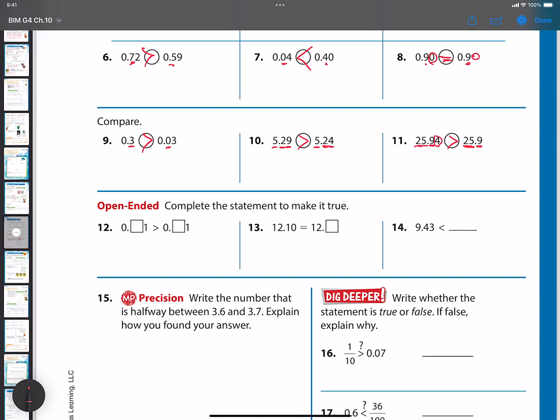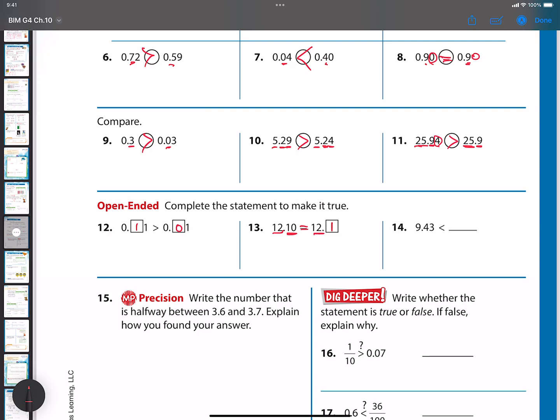Now complete the statement to make it true. 0 point blank 1 is greater than 0 point something 1. So maybe I can just put a 0, right? So 1 is greater than 0. So it has to be equivalent. 12 point what? 12.10 is equivalent to what? 12.1 and 12.10 are the same, right? Because we can always eliminate the 0 after the decimal.